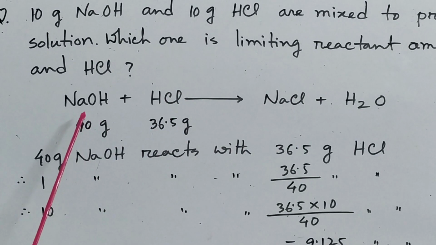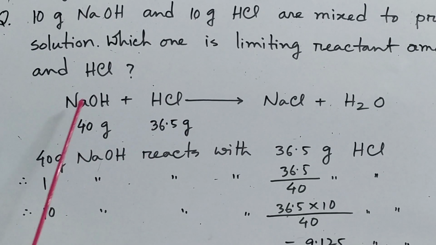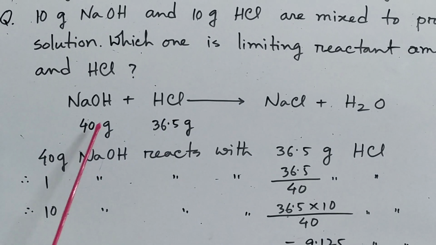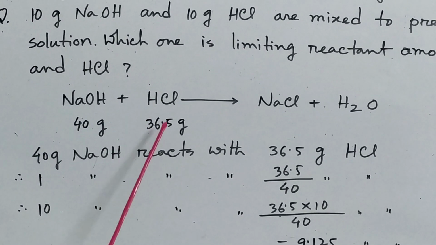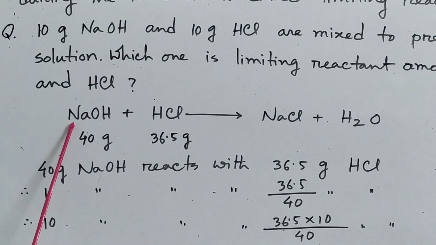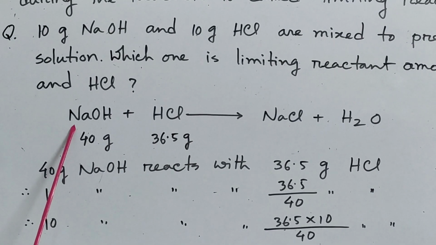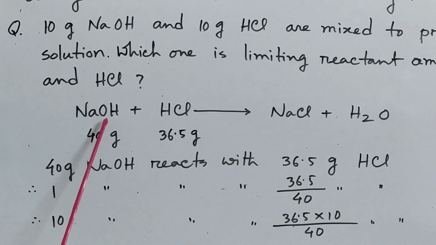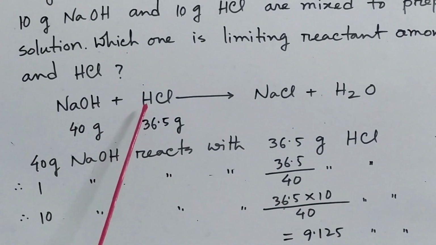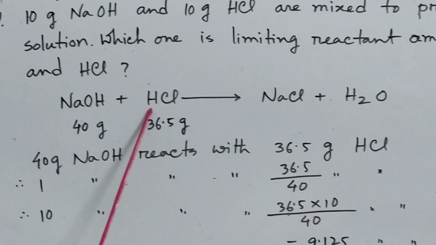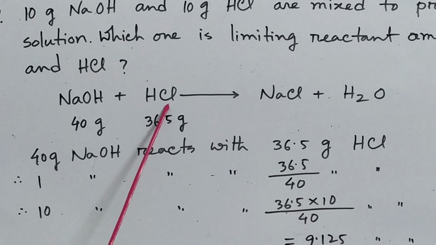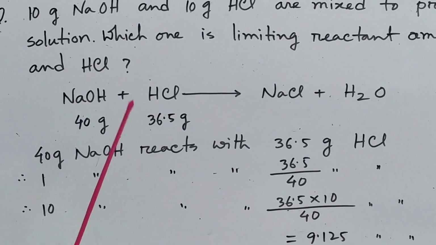Okay, now we will work with the reactant. So, sodium hydroxide, it is needed 40 gram. Hydrochloric acid, it is needed 36.5 gram. I think everybody knows the atomic mass of sodium is 23, oxygen is 16, hydrogen is 1. So, if we add, it will be 40. Then hydrogen is 1 and chlorine is 35.5, then it is 36.5.